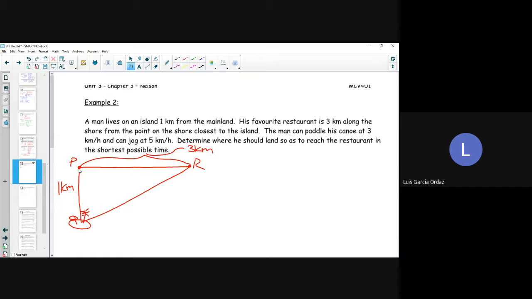So we know that the man can paddle his canoe at 3 kilometers per hour and can jog at 5 kilometers per hour. So we want to determine where he should land so as to reach the restaurant in the shortest possible time. Okay? So obviously he has to canoe. So when he canoes, he can't just go right there because the hypotenuse is obviously the biggest thing. So when he canoes, he's going to canoe along here, and he's going to land somewhere over here. So you can label this as x over here and 3 minus x, and then label my hypotenuse as my y value.